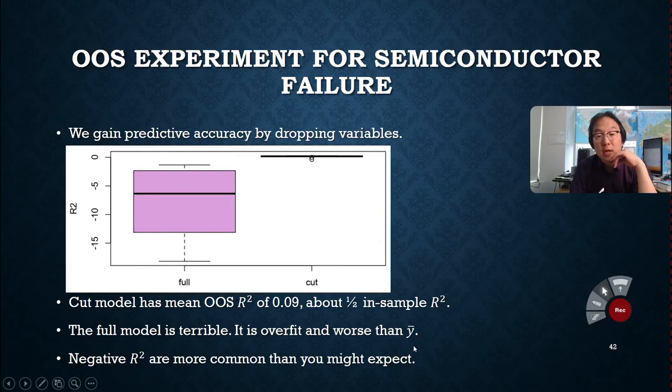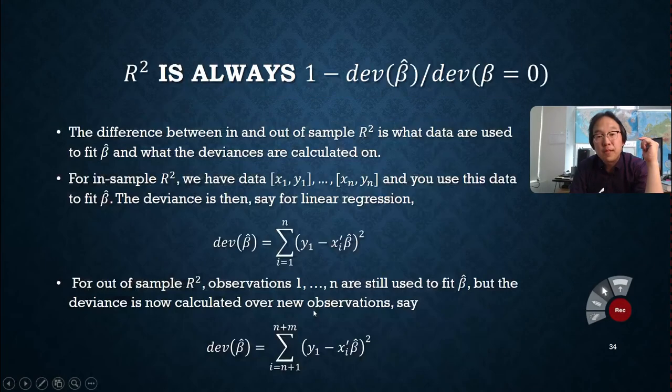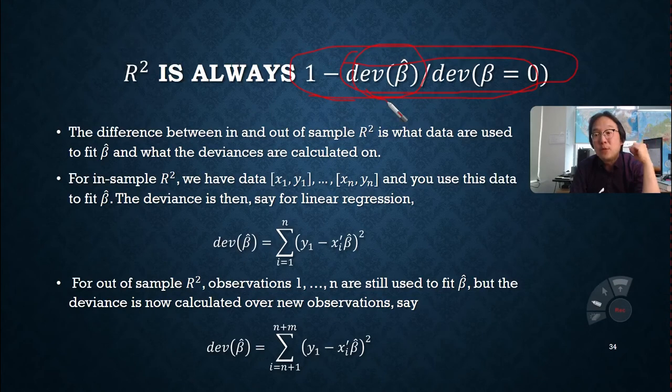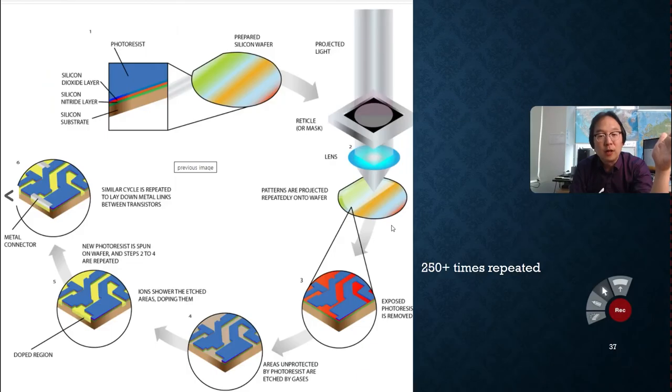Negative R squared is more common than you might expect. Negative R squared means completely wasting it, nothing explains it. So if you think about the definition of R squared, 1 minus this ugly thing, the whole thing being negative means that this term is bigger than 1, and that means the deviance based on your model is bigger than the deviance of your null model, beta 0, which is the variance of the dependent variable. So why did you ever produce the deviance with your full model in the first place will become the question, right?